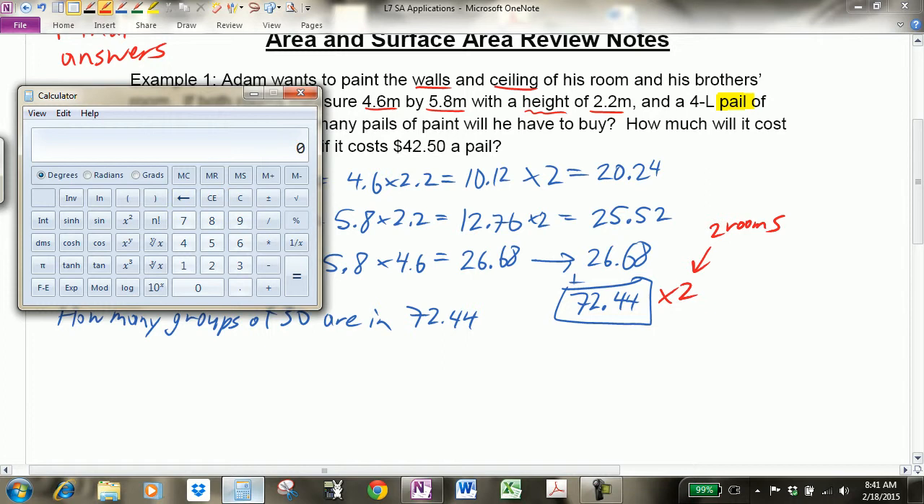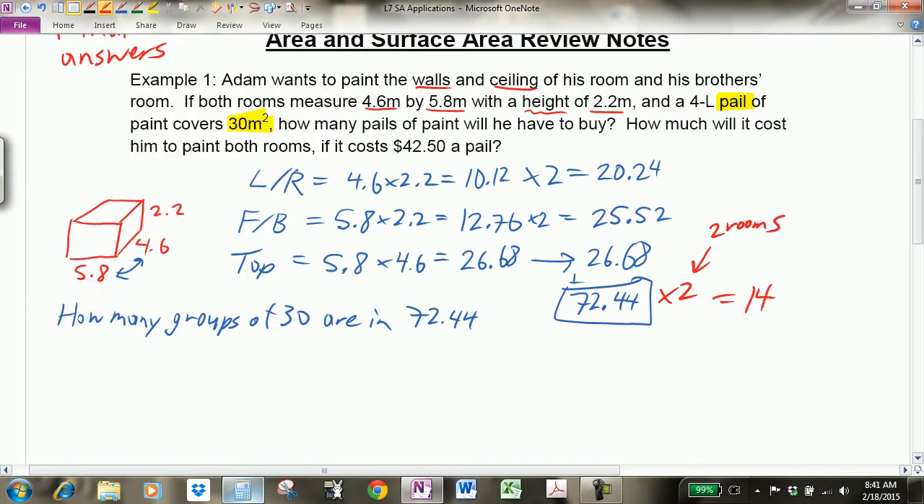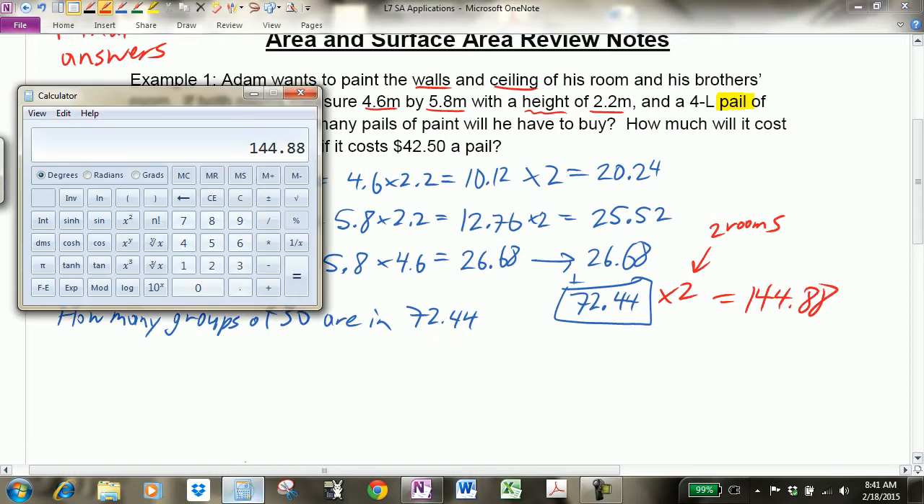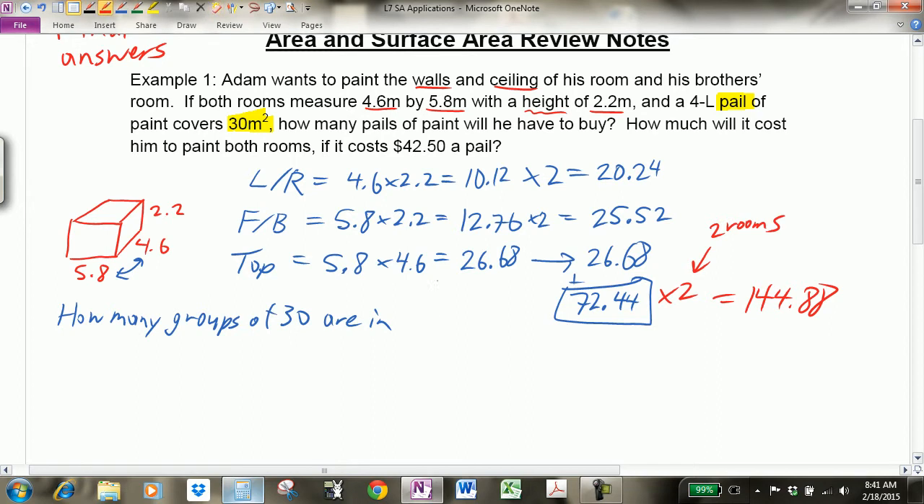No. You're not listening to what I said. We need to make sure we double our surface area. That's the correct way to do it. Pardon me? Perfect. I just want to make sure you're not doubling later on. Okay. So 72.44 times 2, 144.88. Okay. So we're going to have to change this number here to 144.88.